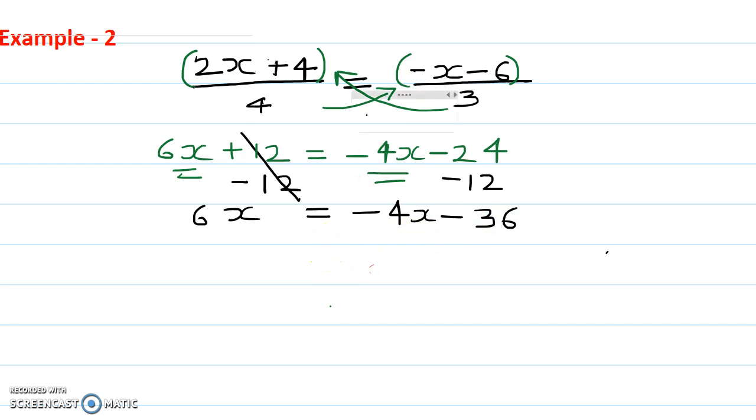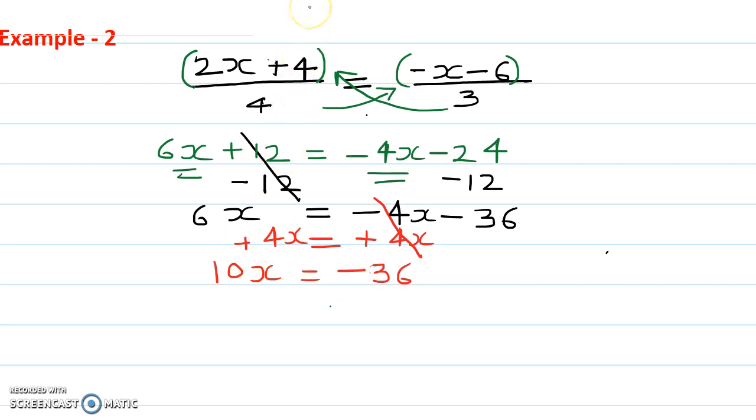Now what we can do is add 4x both sides. Why are we adding 4x? Because we want x on one side and numbers on the other side. So if we do plus 4x both sides, let's do this side plus 4x and equal sign underneath equal sign, and this side plus 4x. So we are left with 10x, this is cancelled out, minus 36.